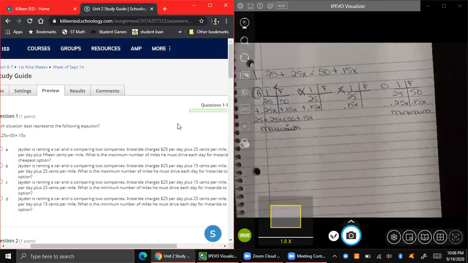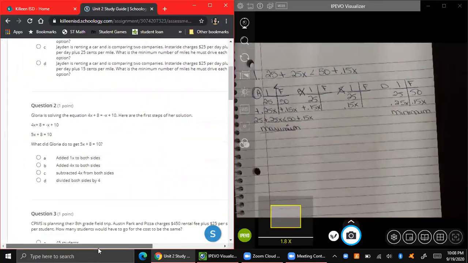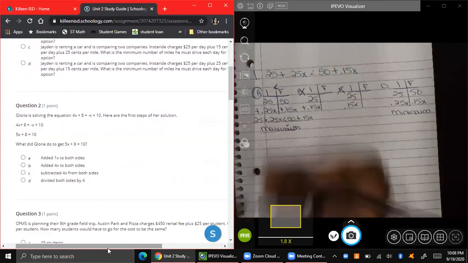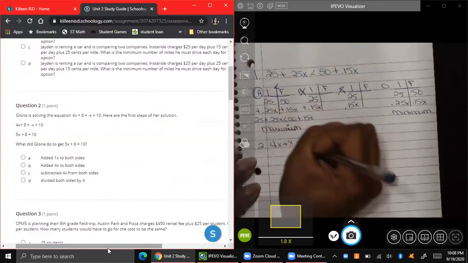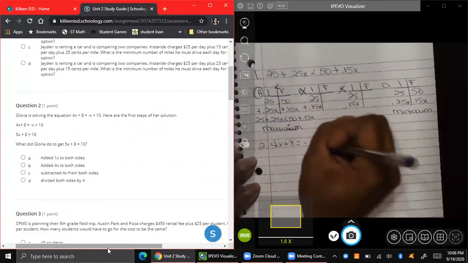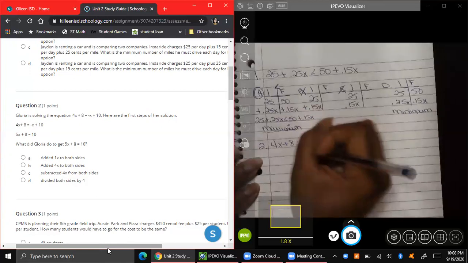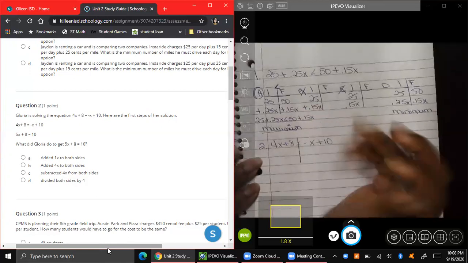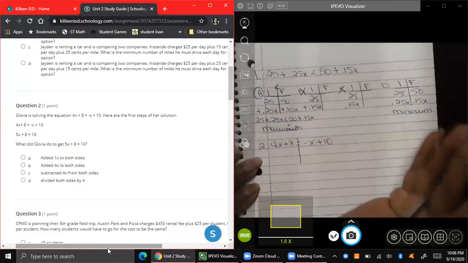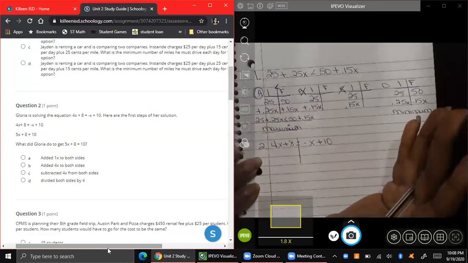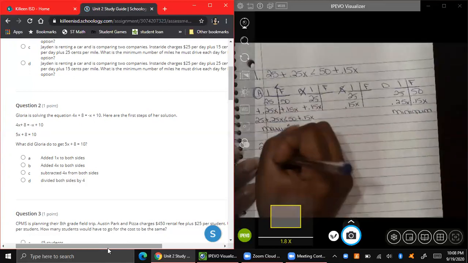For number 2, it says that Gloria is solving the equation, and the equation is 4x plus 8 equals negative x plus 10. And it goes to the next step. And when I go to the next step, what I have noticed is that on one side, there is 5x plus 8, and then on one side, there's just a 10. So evidently, they got rid of that negative x. And in order to get rid of that negative x, you are going to add x and add x.